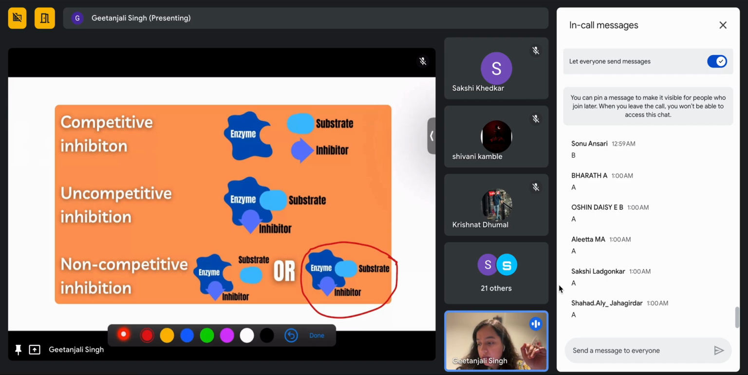In non-competitive inhibition, the Km remains the same and Vmax decreases, and in uncompetitive, Vmax as well as Km both decrease. Now we'll discuss this Km and Vmax when we discuss Michaelis-Menten constant. Okay.